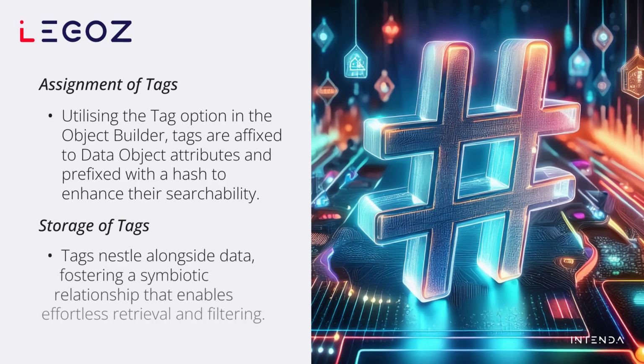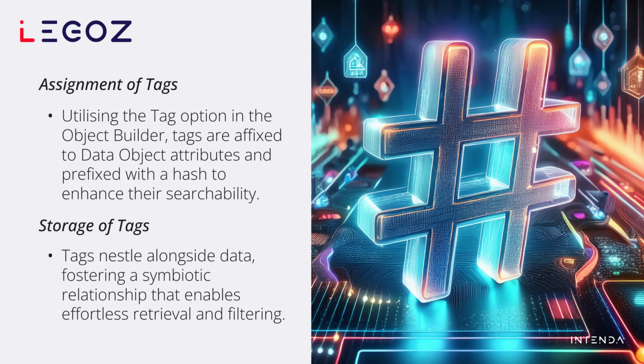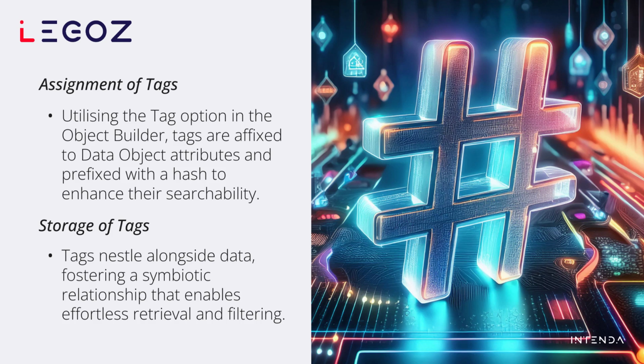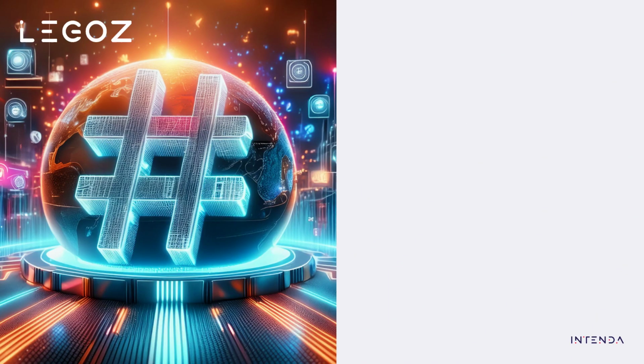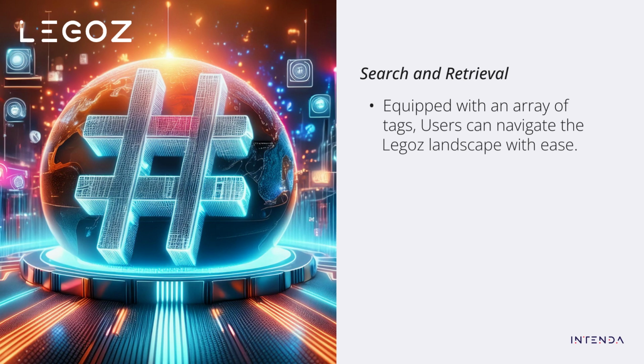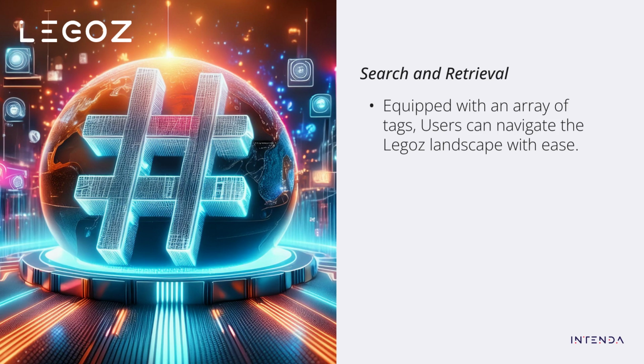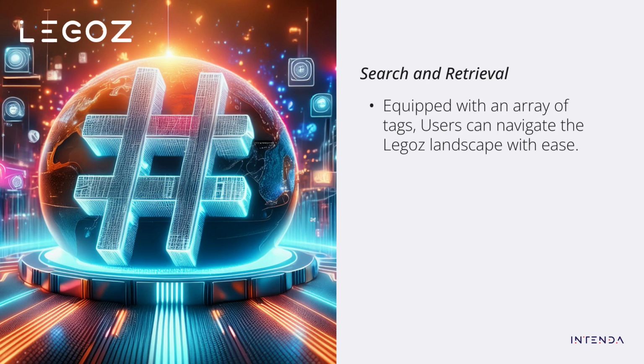Tags rest alongside data, fostering a symbiotic relationship that enables effortless retrieval and filtering. This symbiosis ensures that data remains organized and accessible, thereby enriching user interactions. The next stage in the tagging process is search and retrieval. Equipped with an array of tags, users can navigate the Legoz landscape with ease. Advanced search criteria allow for precision and efficiency, further streamlining the retrieval of information.